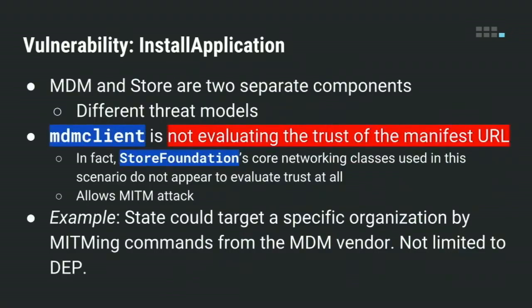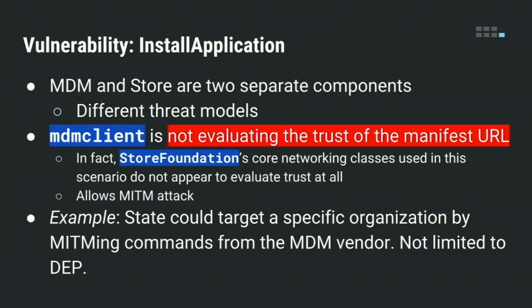What's interesting is the MDM and the store are two very separate components of the OS. It's safe to say they have different threat models. The MDM client here is not evaluating the trust of the manifest URL, and neither is the store. In fact, Store Foundation, which contains the core classes that power Commerce Core, does not evaluate trust at all. This allows a man-in-the-middle attack.